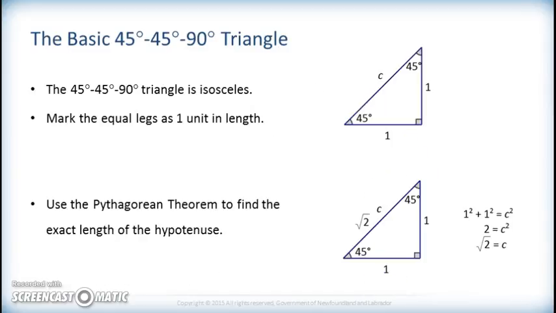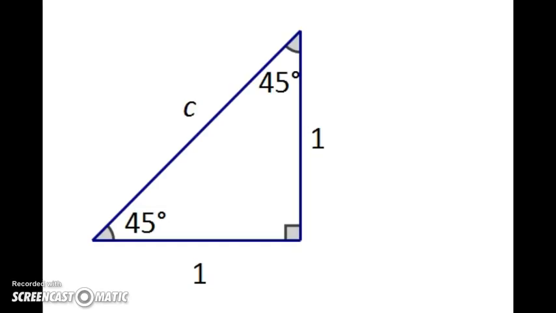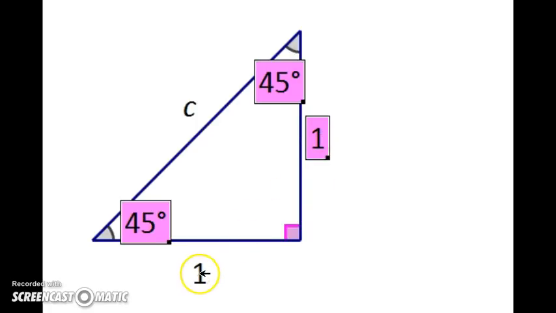Next, we develop the basic 45, 45, 90 triangle. It's a little easier to develop this one. For this triangle, we recognize first of all that we have two equal angles, 45 and 45. So that makes this triangle isosceles. There's also a right angle right here, so it is a right triangle. Because it's an isosceles triangle, we have two equal sides of 1 and 1 across from both of the 45s.